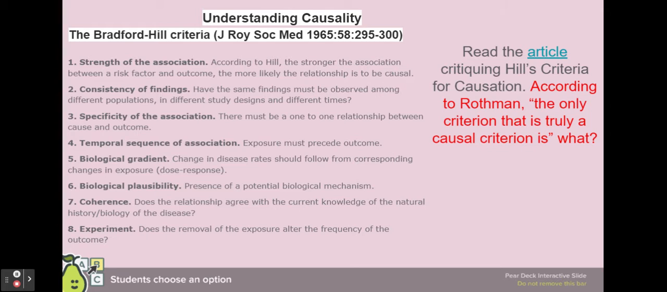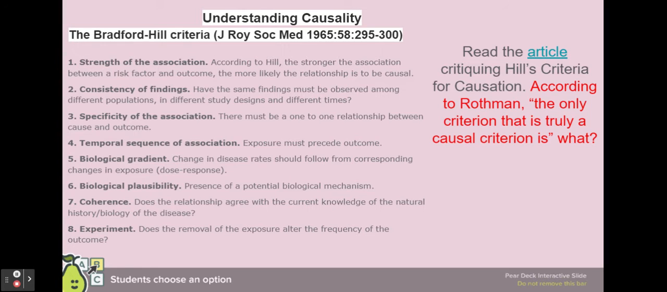Temporal sequence of association. The exposure has to precede the outcome. So you don't have the outcome before the exposure happened, right? You have to have the exposure and then the outcome. So you don't get lung cancer and then start smoking, right? It's people that start smoking, then develop lung cancer. Not if you've developed lung cancer, then we track you and see if you start smoking. That's describing the temporal sequence of association. The exposure comes before the outcome.